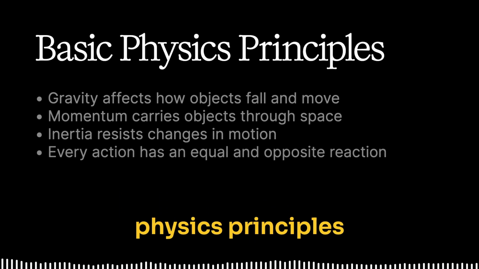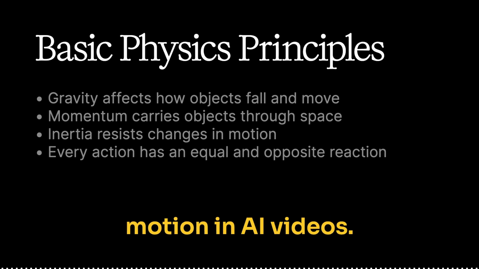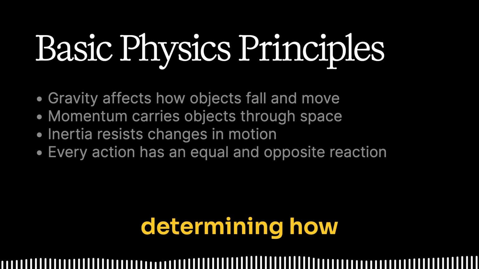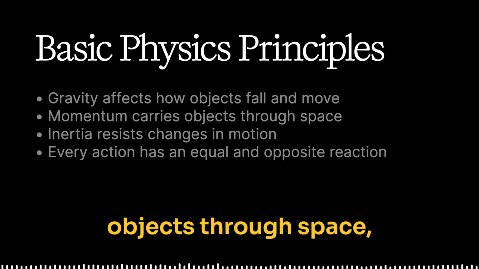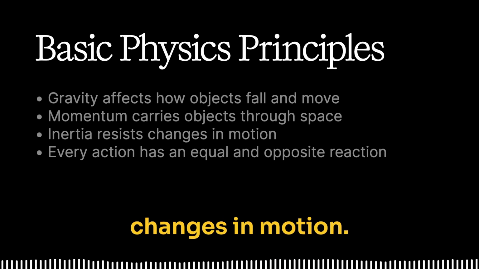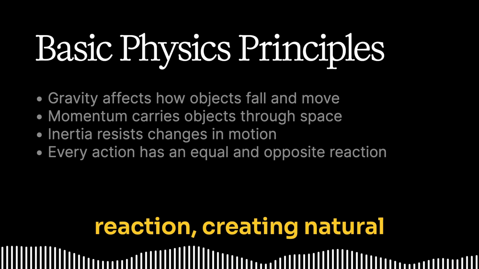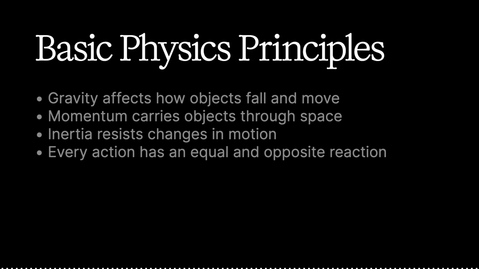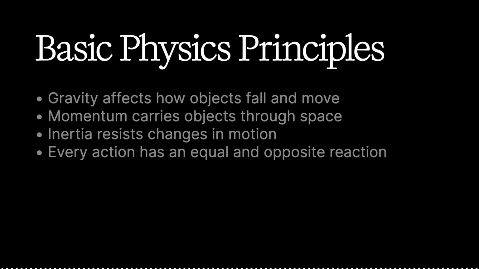Understanding basic physics principles is crucial for creating believable motion in AI videos. Gravity affects everything, determining how objects fall and move. Momentum carries objects through space, while inertia resists changes in motion. Every action has an equal and opposite reaction, creating natural chains of movement. These fundamental principles form the foundation of realistic motion.